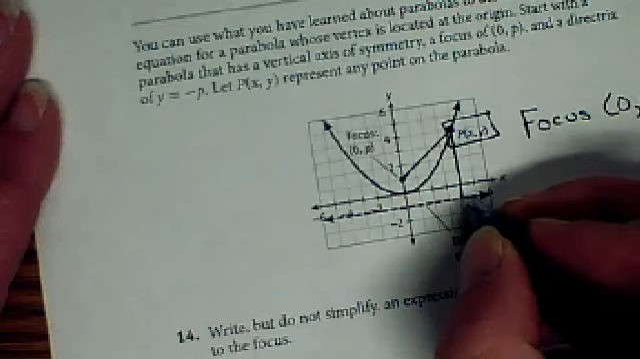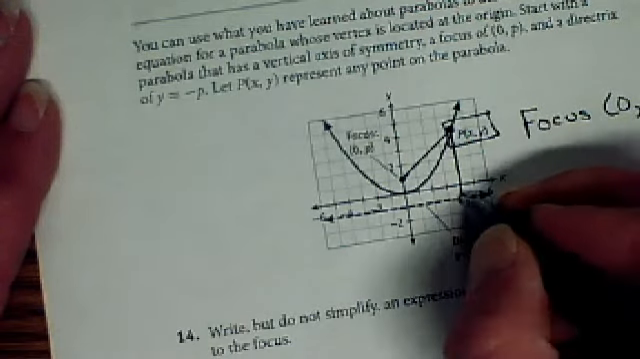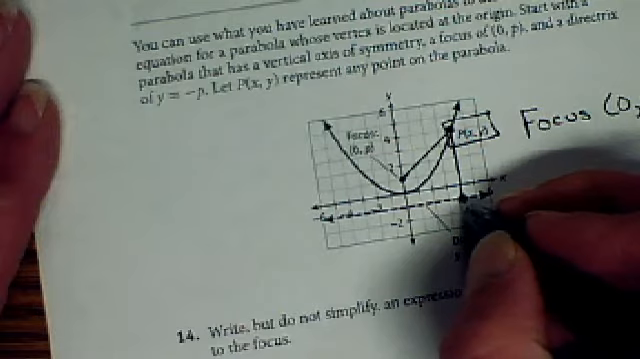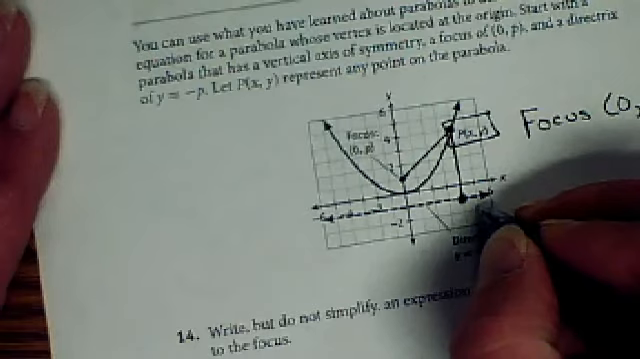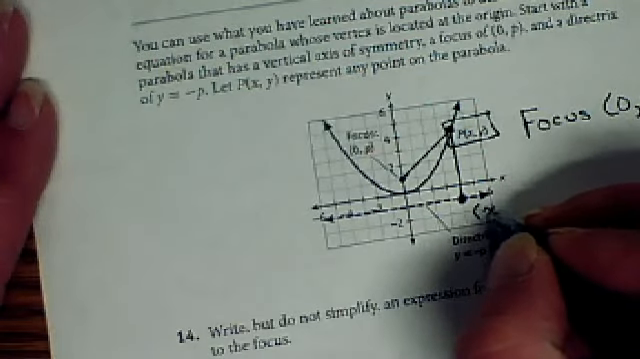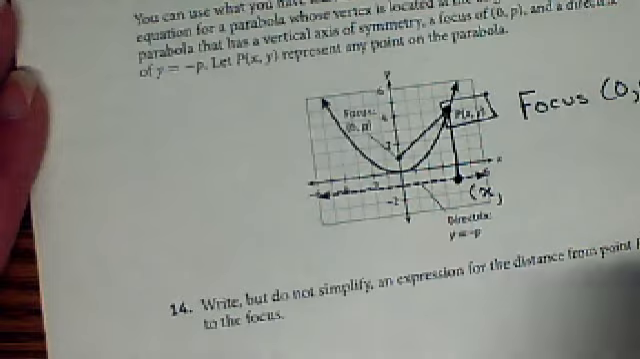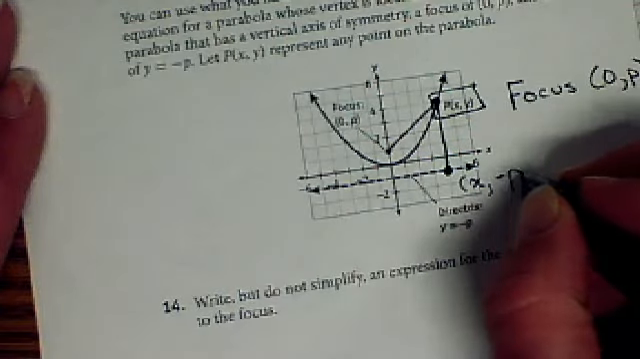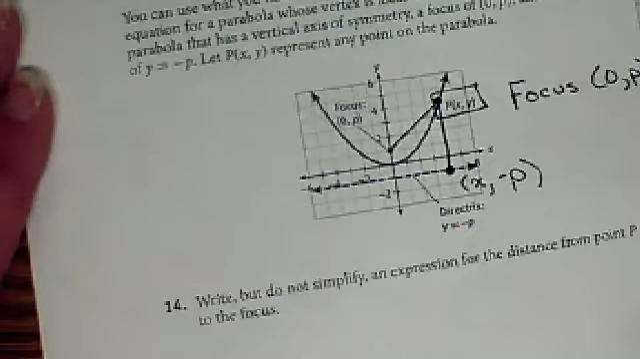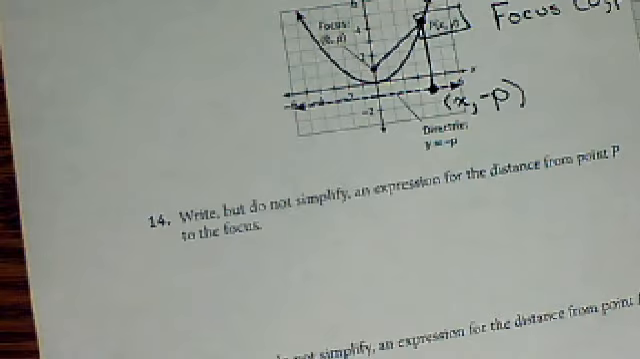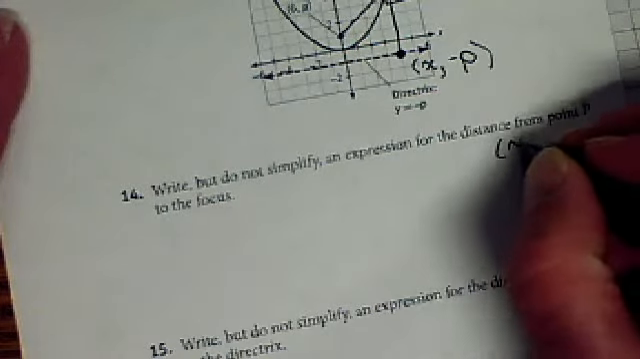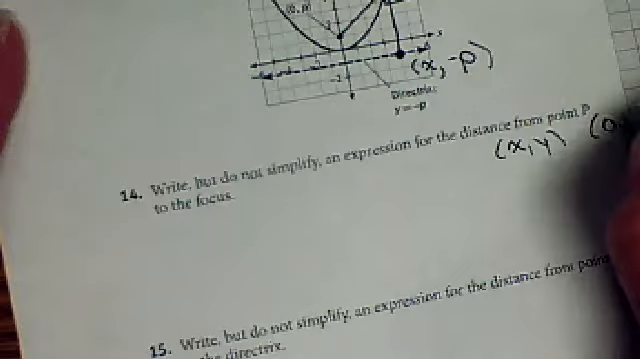So let's take a look at this point that we would be measuring to that's on the directrix. This point on the directrix has an x value that's the same as the point on the graph, but what's its y value? Its y value is negative p. So let's write an expression for the distance from point P to the focus. So again, point P was x, y, and the focus is 0, p.